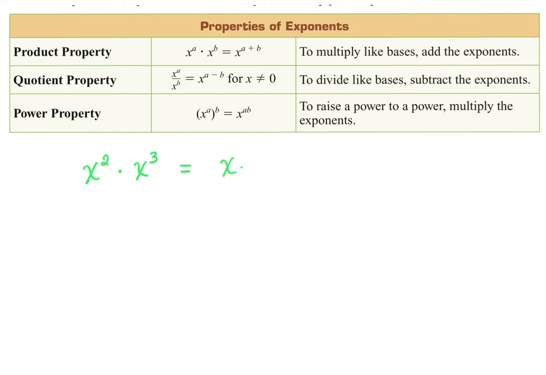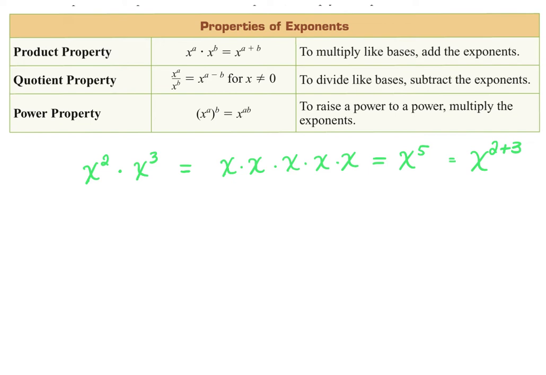2. And that is being multiplied by x cubed. How do I expand x cubed? 3 x's. How many x's do I have? 5. And that is why your product property works. All right? So you don't have to expand it every time, but if you did, this is what you would get.